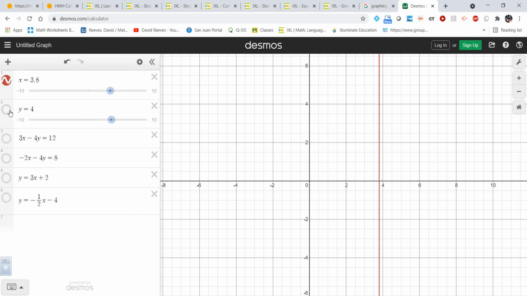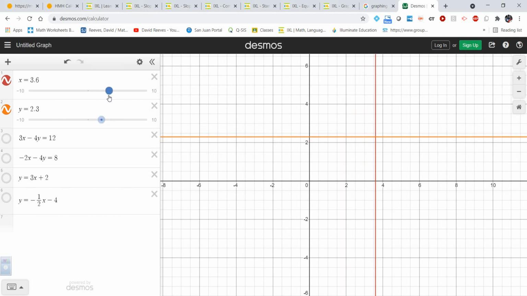And again, the y equals, that's my horizontal line. The x equals, that's my vertical line. That's all there is to it. And again, the slope of a horizontal line is 0, and the slope of a vertical line is undefined. It really is that simple.